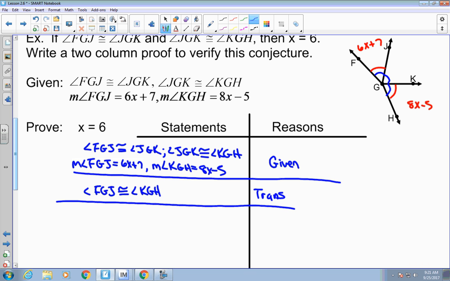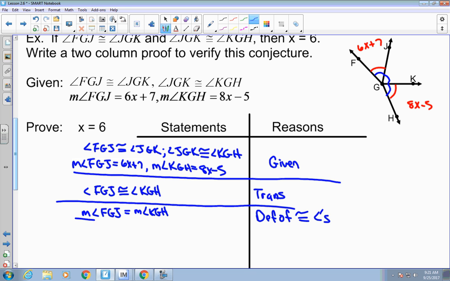Okay? And so we're wanting to be able to set 6x plus 7 equal to 8x minus 5, but I can't do it when my angles are stated congruent to each other. I need to change it to what? To equals. So I can change this: the measure of angle FGJ equals the measure of angle KGH. And what's my reason for going from congruence to equality? Definition of congruent angles in this case. Same idea, right? The one we did previously was segments, this one's angles. And even if you just put definition of congruence, I'm fine with that, okay?